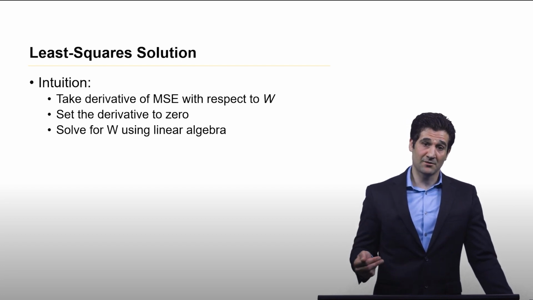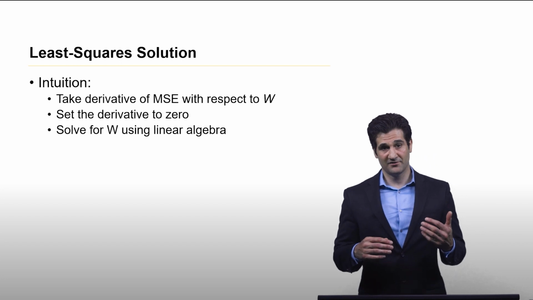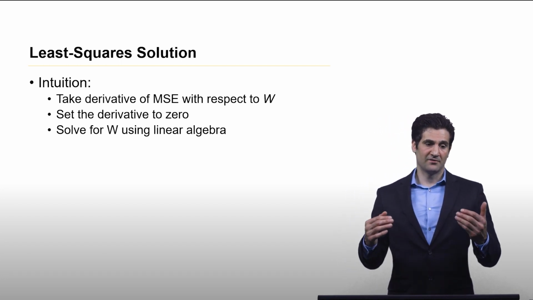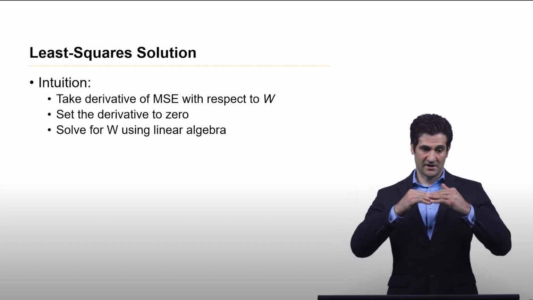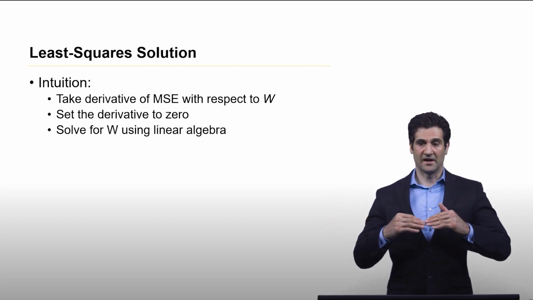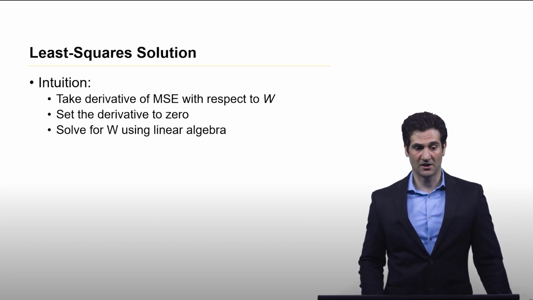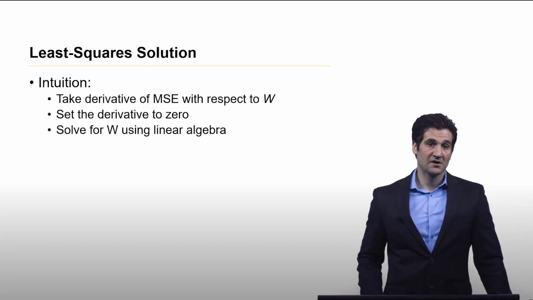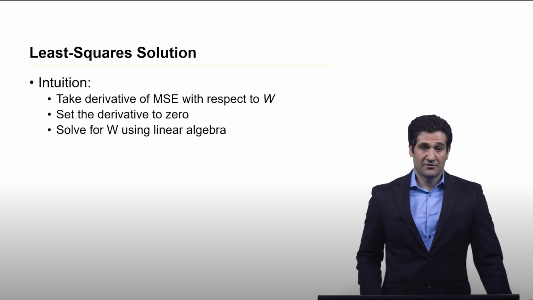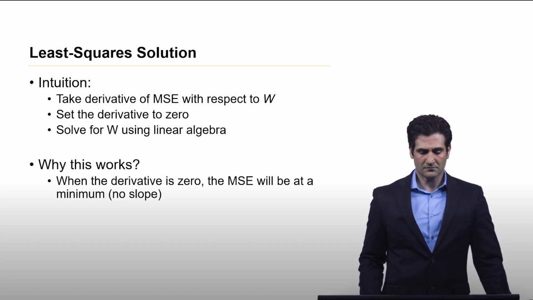And we set this derivative to 0. Why? Because remember, derivative is the slope of the tangent line. And if it's 0, and we assume a convex function, then that will be a minimum point, assuming that it's a global minima. So then what you can do is you can solve for W using linear algebra. And again, this is why it works. You have no slope.